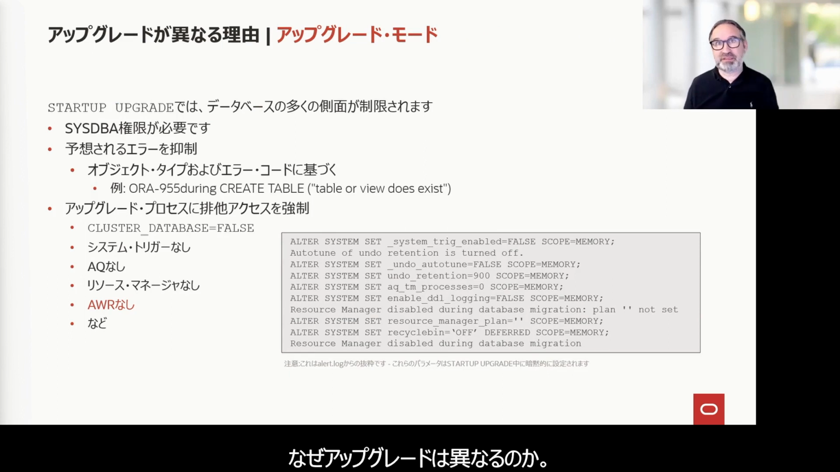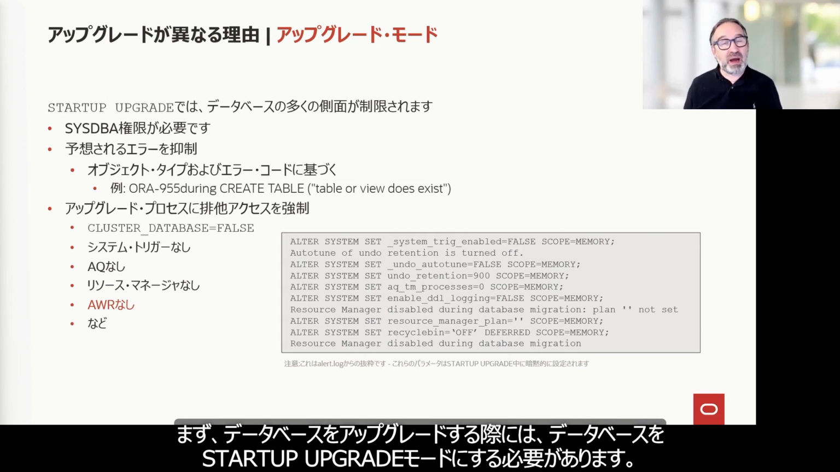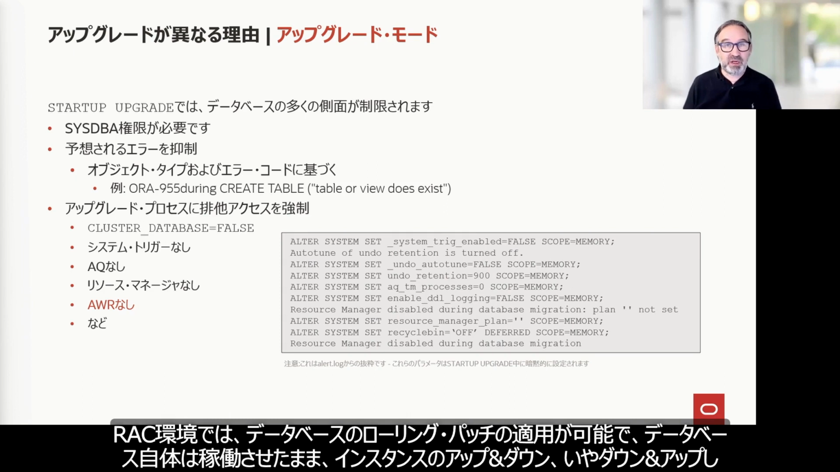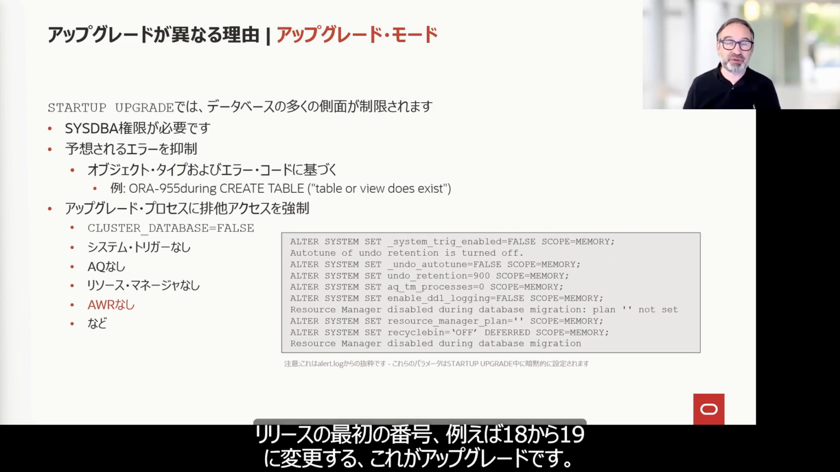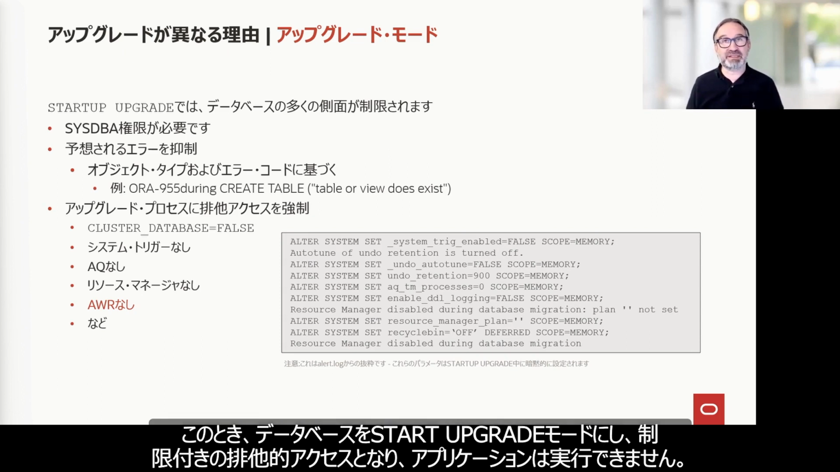Why is upgrade different? What do we do differently in the upgrade? First of all, when you upgrade a database, the database needs to be in startup upgrade mode. So even in a RAC environment where you can patch rolling and the database itself is always up and running while the instances go up and down, or down and up, better in that order. When we do a database upgrade, so we change the first number of the release, let's say from 18 to 19, that is an upgrade. And then the database needs to be in startup upgrade mode, so it's restricted exclusive access and no application can run.